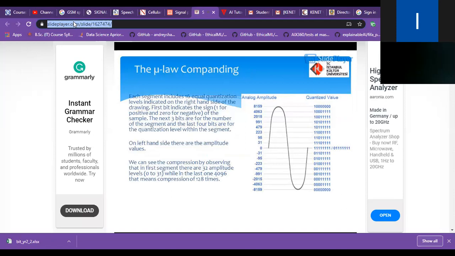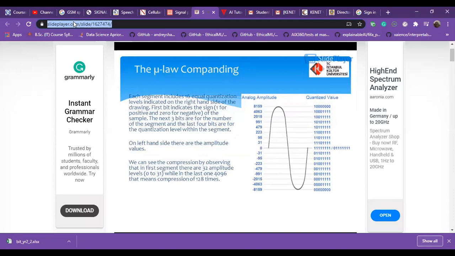First bit indicates the sign of the sample, 1 for positive and 0 for negative. The next 3 bits are for the number of the segment and the last 4 bits are for the quantization level within the segment. On the left-hand side there are the amplitude values. We can see compression by observing that in the first segment there are 32 amplitude levels, 0 to 31, while in the last one 4096, that means compression of 128 times.